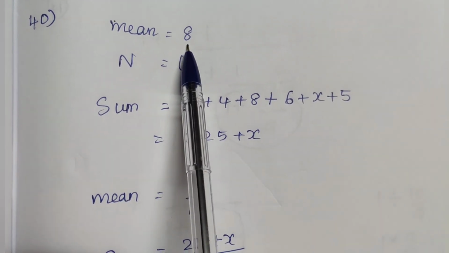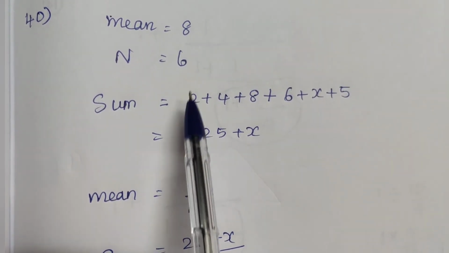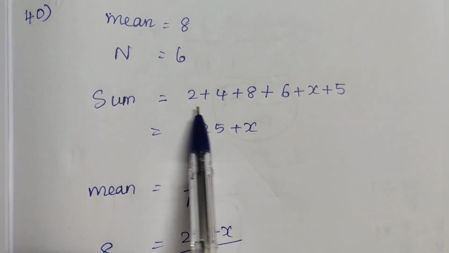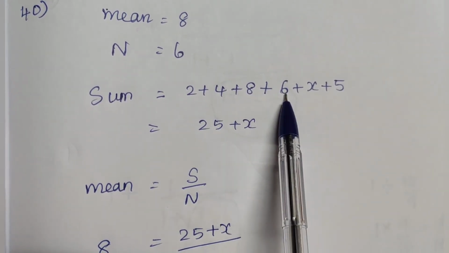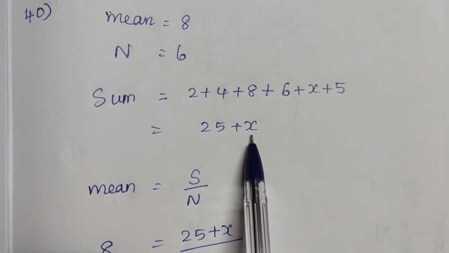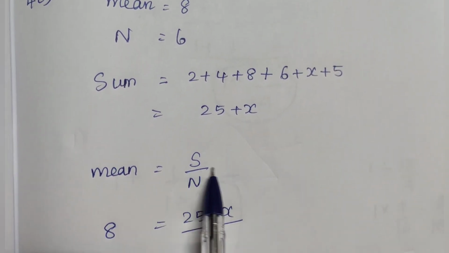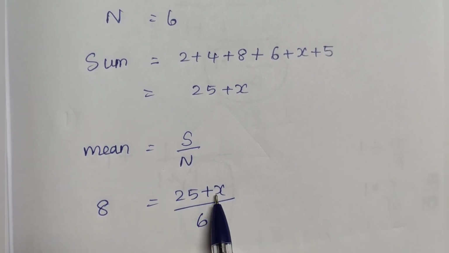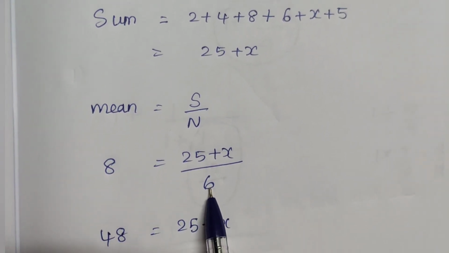Mean is equal to 8 given. Number of items is 6. 1, 2, 3, 4, 5, 6. 6 items. Sum is equal to 2 plus 4 plus 8 plus 6 plus x plus 5, which is 25 plus x. Mean is equal to sum divided by number of items. Mean is 8 and sum is 25 plus x divided by number of items 6.